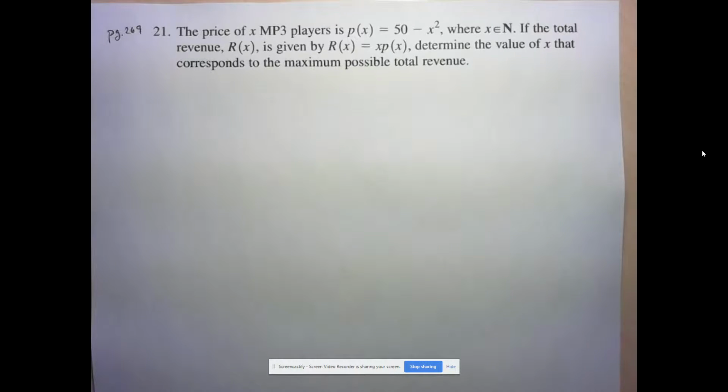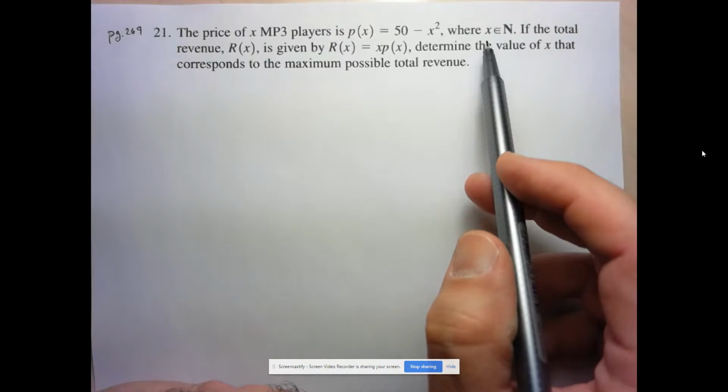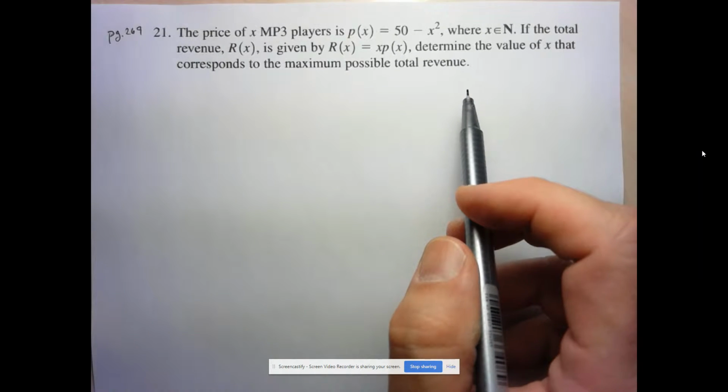Hi folks, we're going to take a look at number 21 on page 269. So here they tell us that the price of X MP3 players is given by this function here. Okay, and they specifically say that since obviously it's representing number of players, it's got to be a natural number.